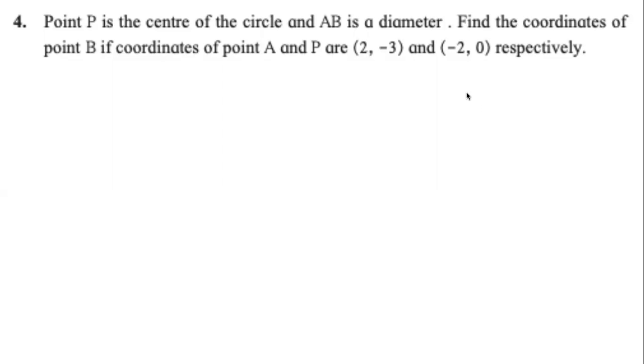Now, this next question is more interesting. This is also related to what we have studied till now. It is more interesting because it is not a direct question. It's a little bit of a thinking question. It says, this is question number 4 of practice set 5.2: Point P is the center of a circle and AB is a diameter. We need to know what a circle is and what a diameter is. Find the coordinates of point B, if coordinates of points A and P are 2, -3 and -2, 0 respectively.